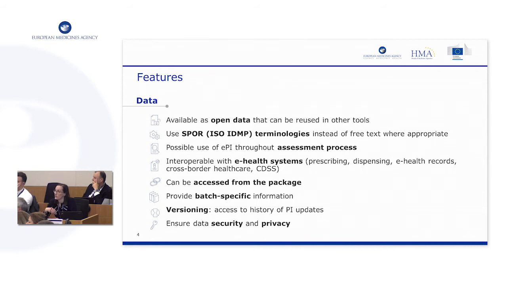Another feature mentioned is that the EPI should be accessible from the package, possibly via a barcode. It should be possible to provide the correct EPI for the correct medicine. We know that with changes in the EPI, there is often more than one EPI that is correct at a particular time. So we should have a way to provide the right EPI for the right batch of the medicine. Also, the value of versioning has been mentioned, so there is certainly value in having the different EPI updates available and being able to see how the EPI has changed.